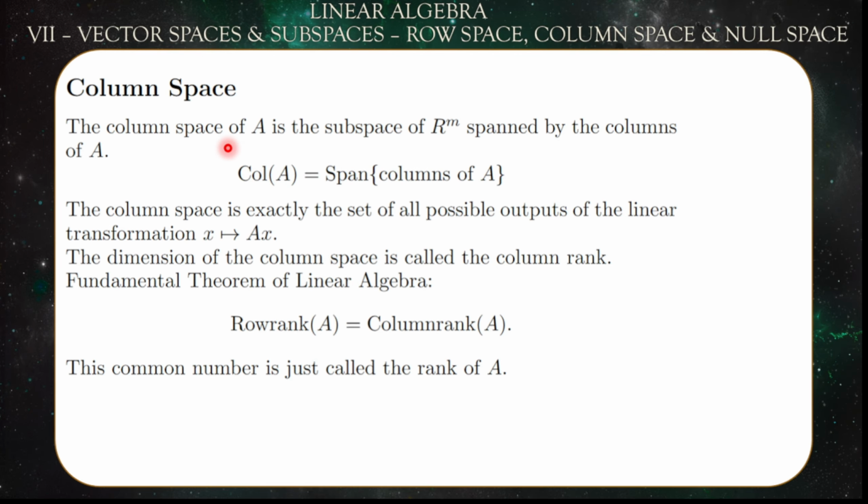Column space. The column space of A is the subspace of Rm spanned by the columns of A. So the columns are the constituents of the span within A. The column space is exactly the set of all possible outputs of the linear transformation x to Ax. The dimension of the column space is called the column rank.